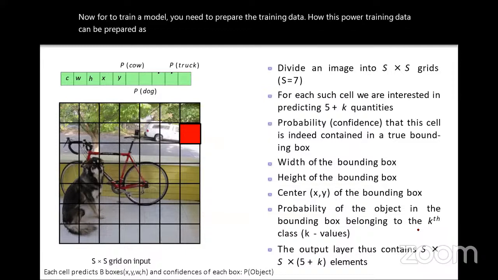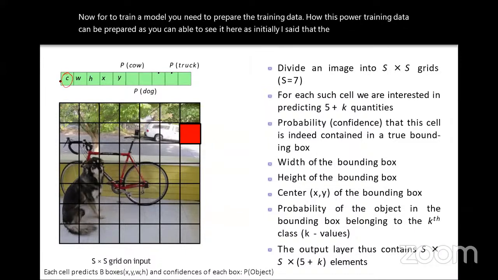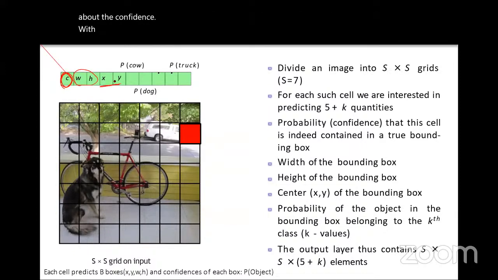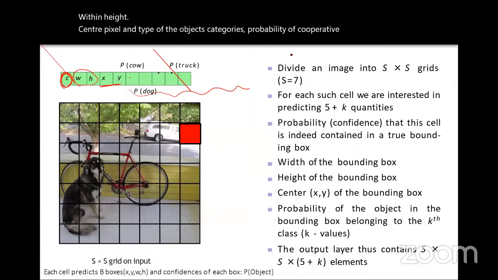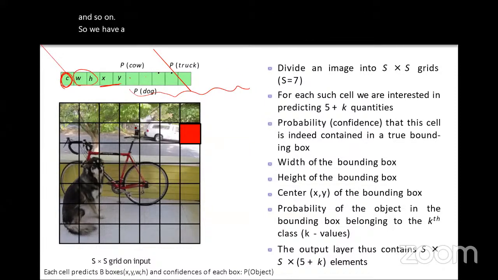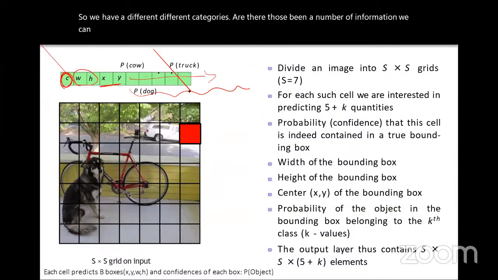As you can see here, as I said initially, C represents the confidence, width and height, center pixel, and type of the objects. Categories: probability of cow, probability of dog, and so on, truck, and so on. So we have different categories, and a number of pieces of information to consider. In this case, we can consider one hot encoding. How? Maybe you can take an example.